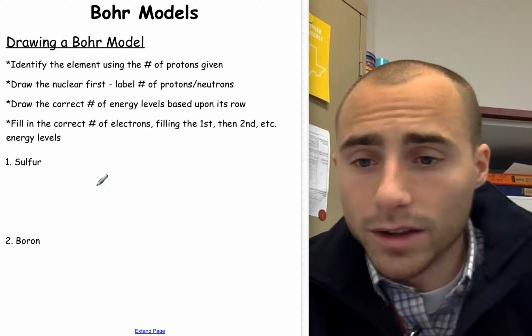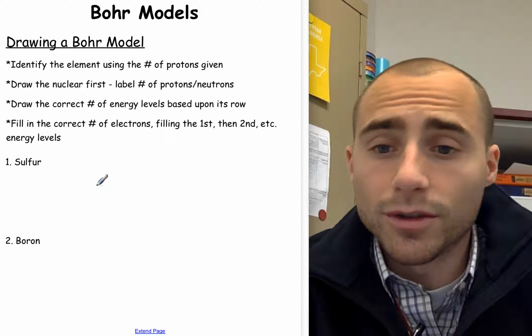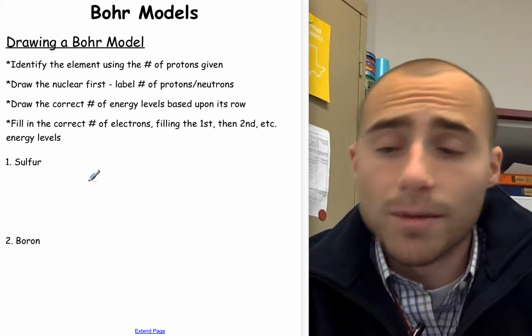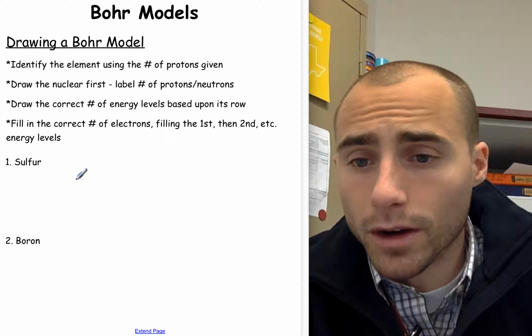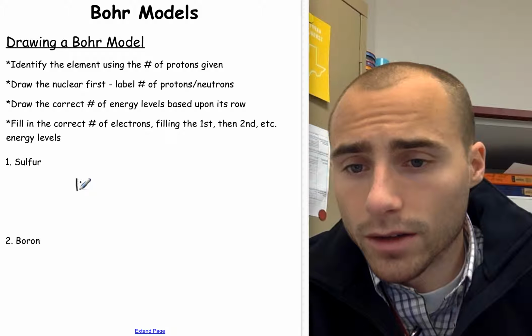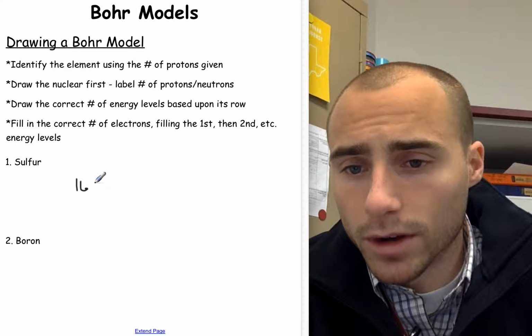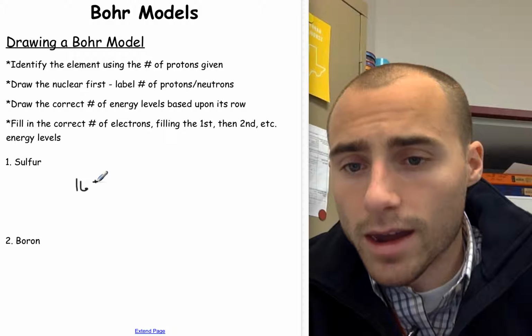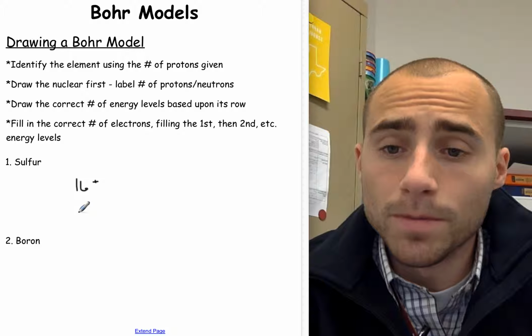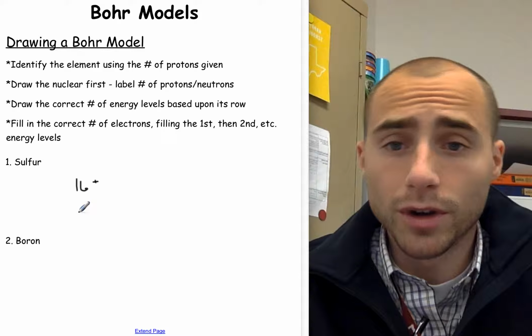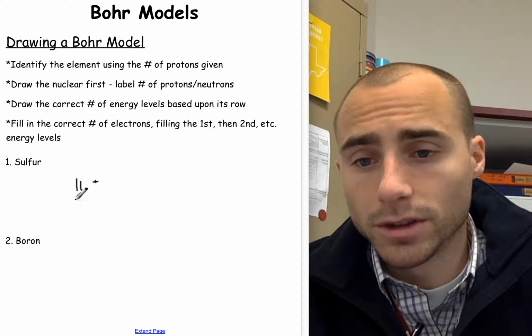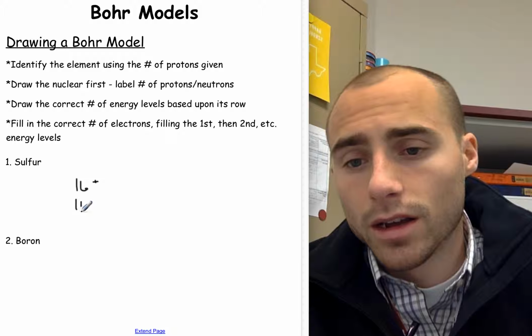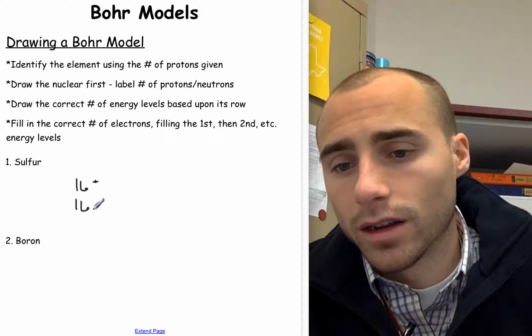So my nucleus right here, in order to draw it, I'm just going to write how many protons and how many neutrons it has. So with sulfur, we're going to have 16 protons. I'm just going to put a plus for protons. And then its mass number is 32. So remember, to solve for the number of neutrons, you do mass number minus atomic number. So 32 minus 16. So I also know it has 16 neutrons.